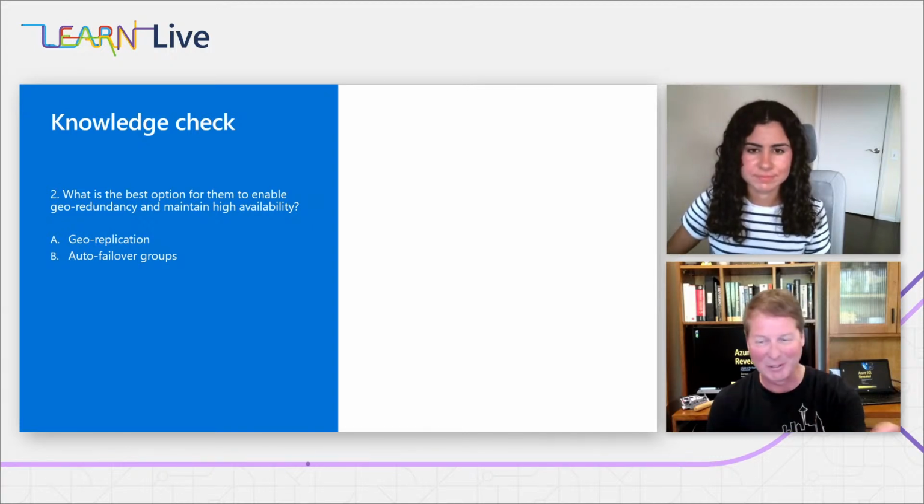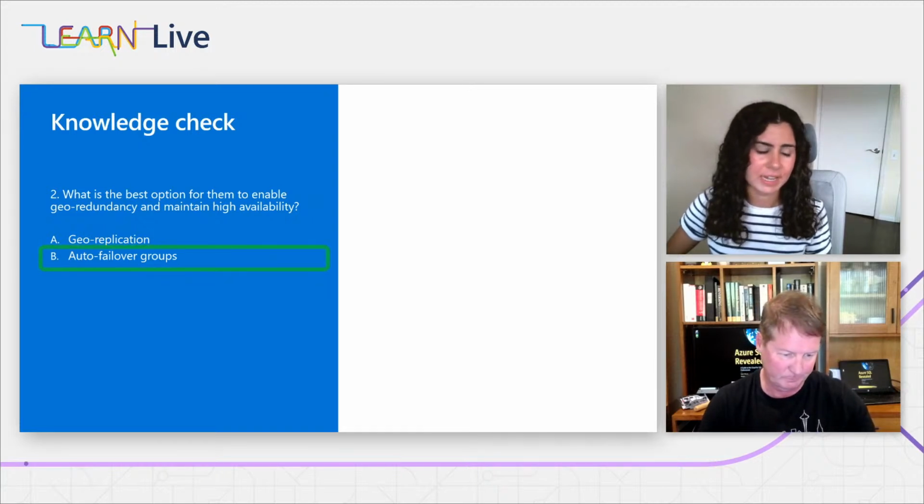There are some things that we've just released that might help you, even things like DNS alias and so forth that we've talked about. But I think for me B would be the best option. Yeah, I would agree with you.